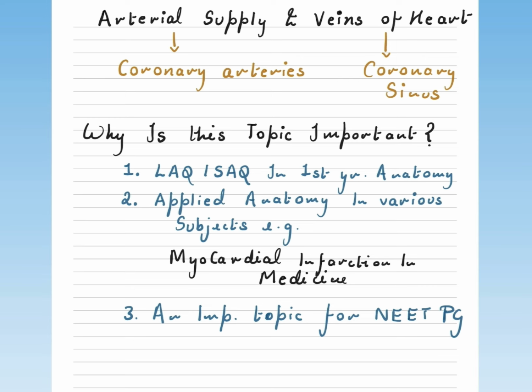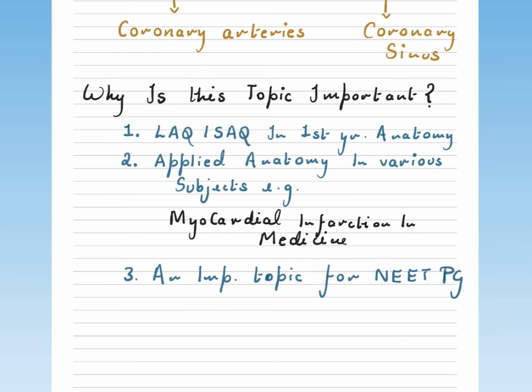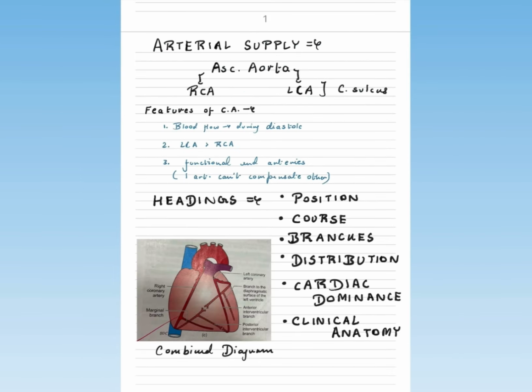Before studying any topic, we must know why this topic is important for us. First of all, in first year anatomy professionals, there can be a long answer question or a short answer question. The most important topic for that will be the coronary arteries or the arterial supply of the heart. Then it is an applied anatomy topic in various subjects. For example, in medicine, when we'll be studying about myocardial infarction, there are different types of myocardial infarction based upon the vessel which gets blocked. And then it is an important topic for NEET PG examination as well.